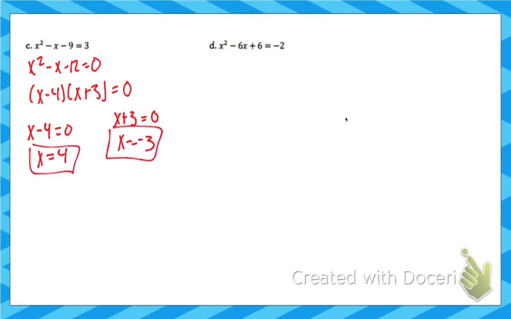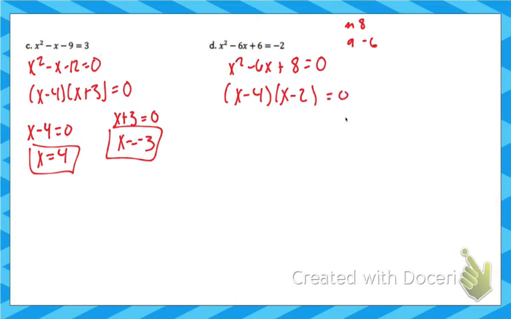All right, if you feel comfortable, pause the video and try the next one on your own. We're going to set this equal to 0 first. Then I'm going to look for what multiplies to 8 and adds to -6. We want it to multiply to a positive 8, so I can do 4 and 2, and if I make both of those negative, they add to -6 and multiply to positive 8. Set each factor equal to 0, and I get x equals 4 and x equals 2.